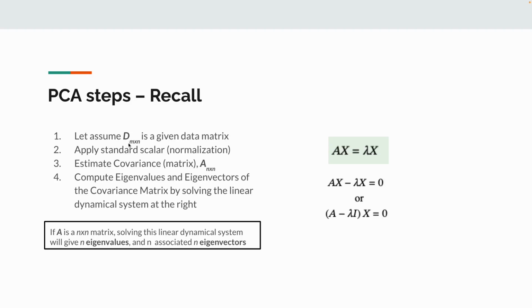Given a data matrix D, m times n, we first have to estimate a covariance matrix for this data matrix. So here the covariance matrix is A, n times n, where n is the feature dimension. And then you need to solve this linear equation, okay? That will give you the corresponding eigenvectors and eigenvalues, and you have to choose the eigenvectors with the maximum eigenvalues, depending on how many components you want to select, okay?